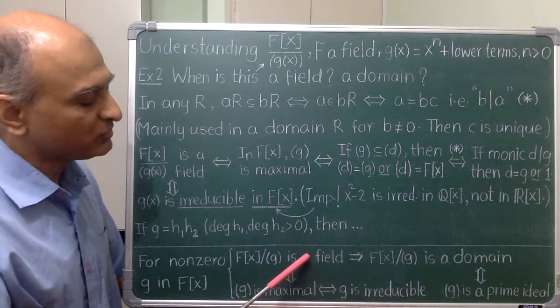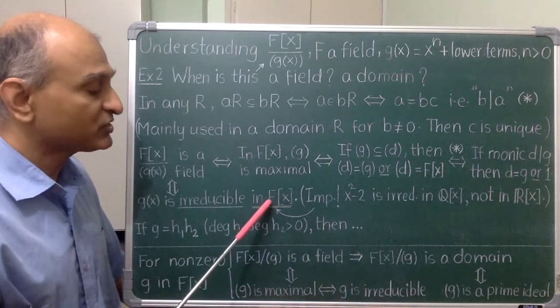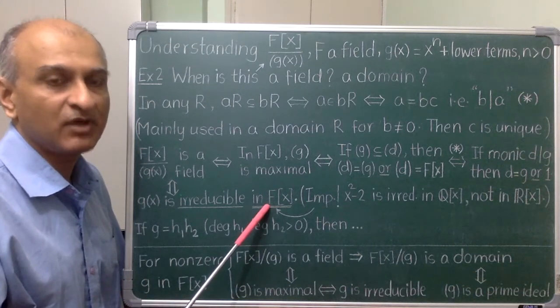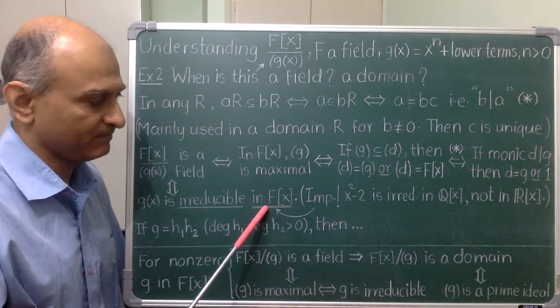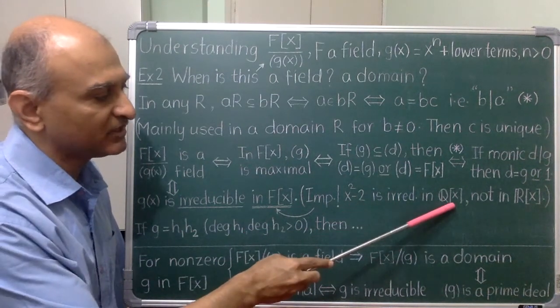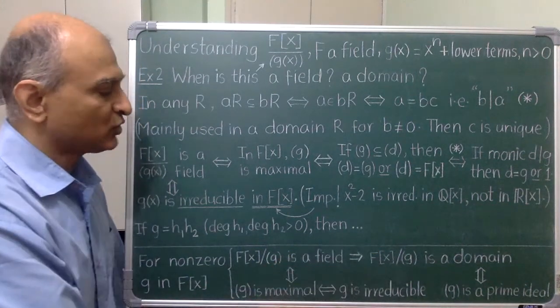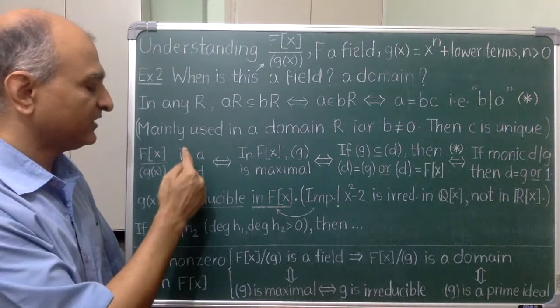So I have shown the equivalence of these three conditions. It is important to say "in F[x]" because we may be talking about more than one field at a time. For example, x squared minus 2 is irreducible in Q[x], but it does factor over R. Okay, so all this is when g is irreducible.